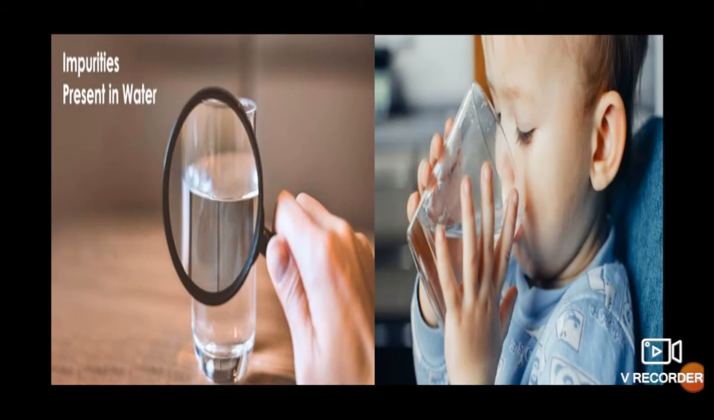What is soluble impurity? The impurities that dissolve in water are called soluble impurities. For example, minerals such as chlorides, sulfates, and bicarbonates of sodium, magnesium, calcium, and iron. And what is insoluble impurity? The impurities that do not dissolve in water are called insoluble impurities. For example, sand, stone, and pebbles.